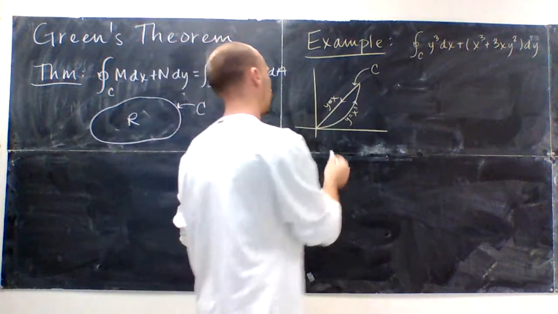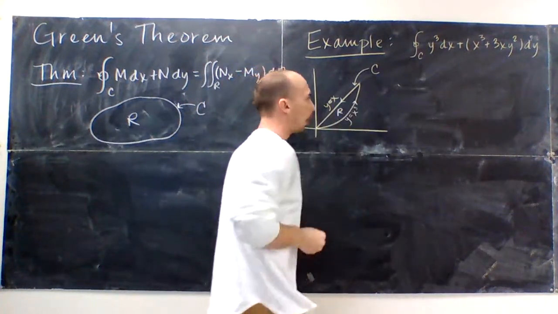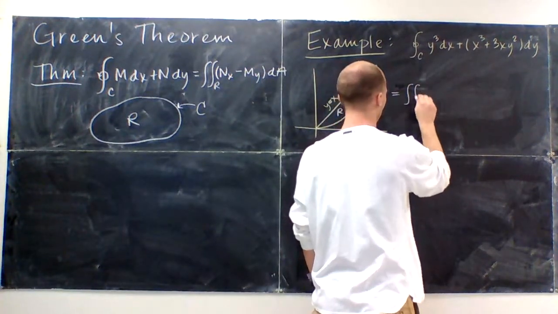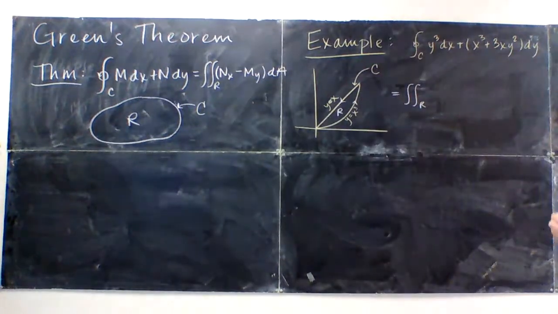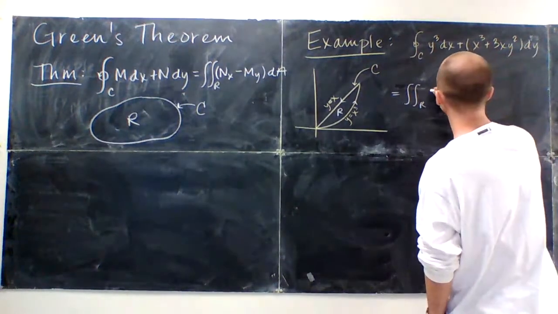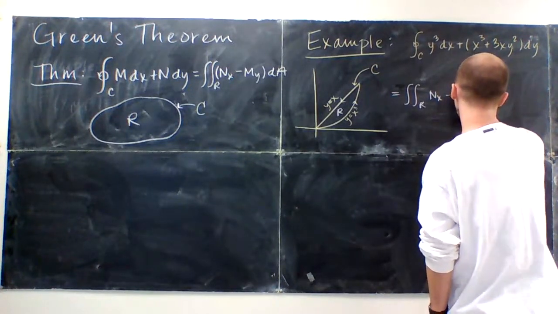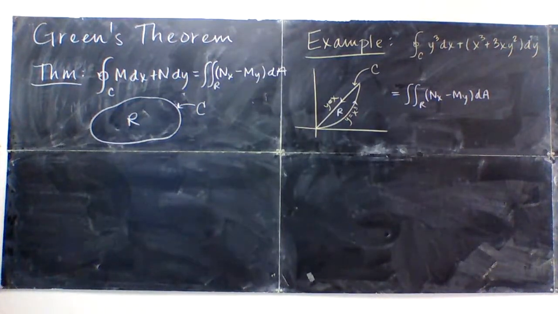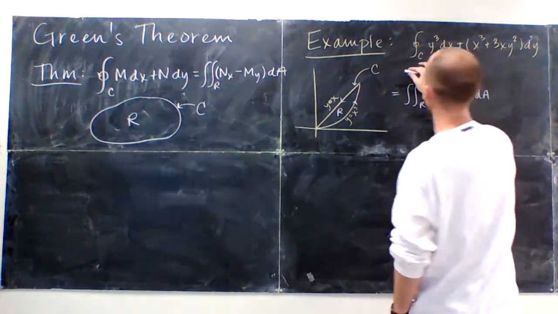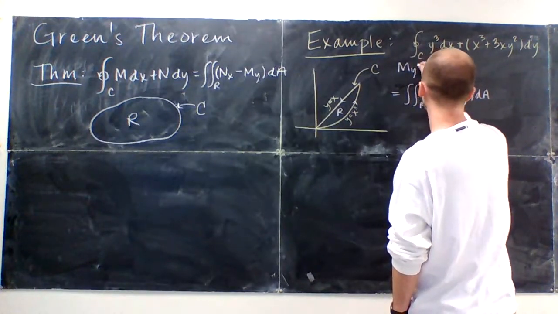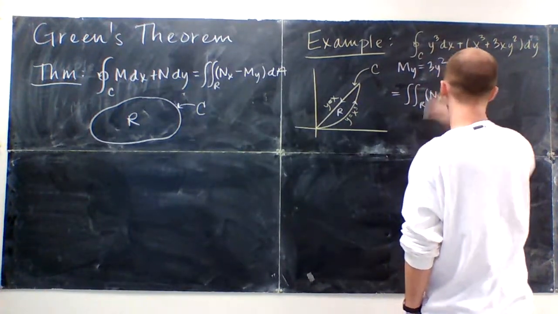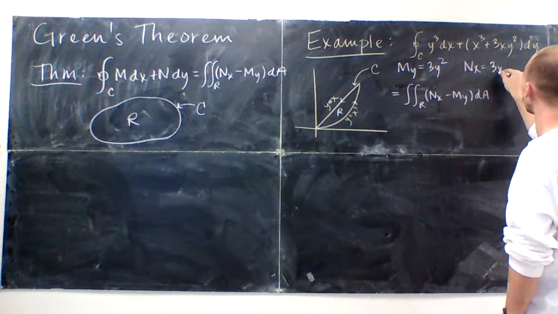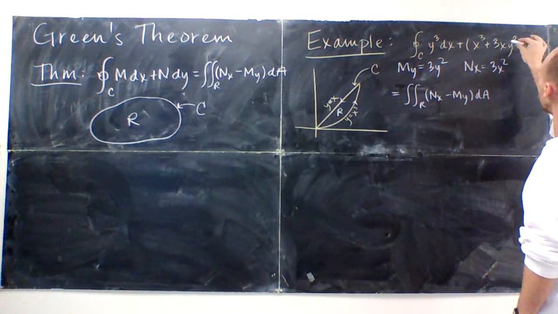I'm going to say, all right, if I call this the interior region R, then this is going to be equal to the double integral over R of N_x minus M_y. Well, we'll just need to figure out what N_x and M_y are. Okay, M is y to the 3, so M_y is equal to 3y squared. And N_x is going to be 3x squared plus 3y squared.